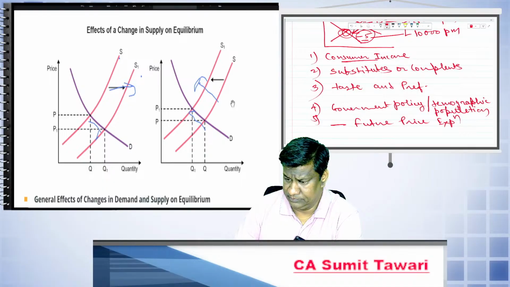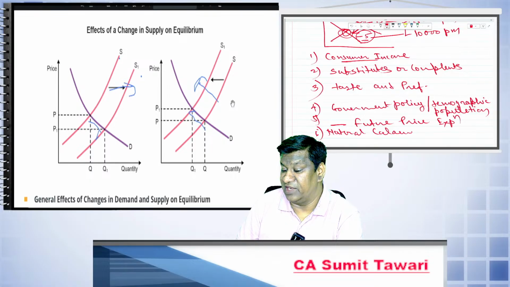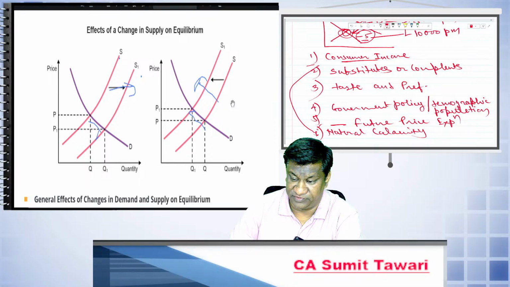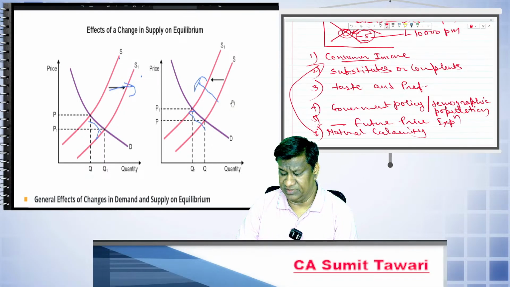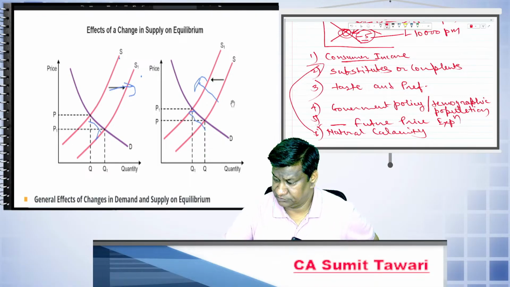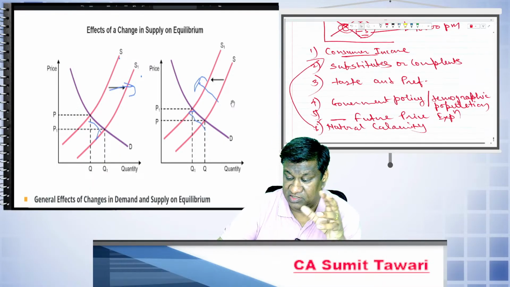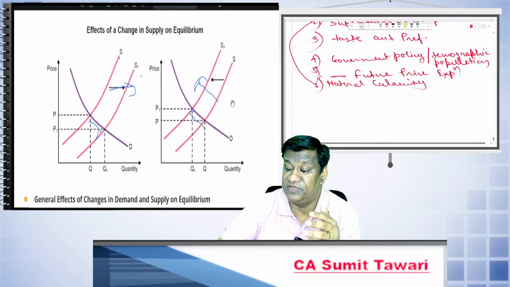Yeah, we can add natural calamities also, sir. Natural calamity also affects, because with a natural calamity the consumer income gets reduced. So that's what I'm saying: the first reason is basically the consumer income. All of this depends on the consumer income. Now these are basically the customers' behavior getting changed.